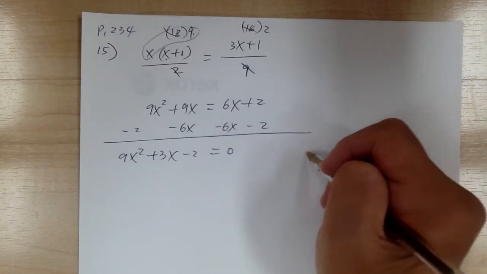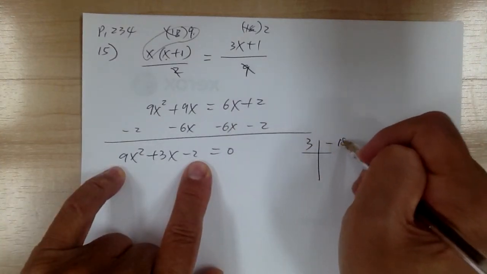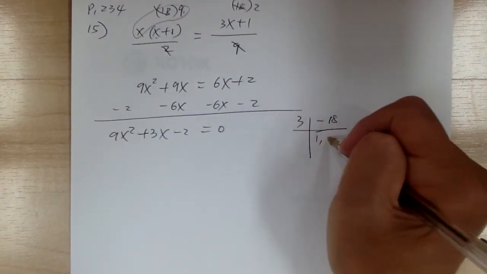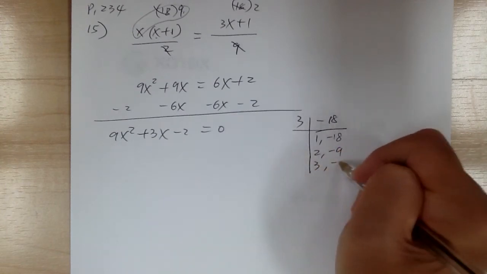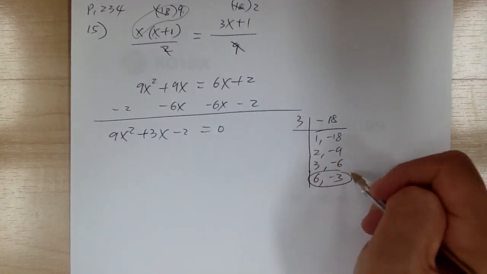Okay, so let's go and get the master product. It would be 3, negative 18. Again, if you don't see the number right away, just go 1, comma, negative 18; 2, comma, negative 9; 3, comma, negative 6. And from here you can see you need 6, negative 3.